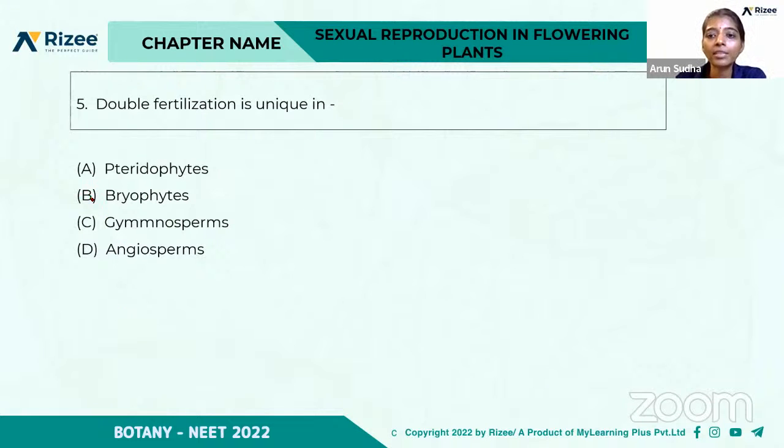So double fertilization is a unique event in D, that is in angiosperms, the flowering plants. So D is the right answer.